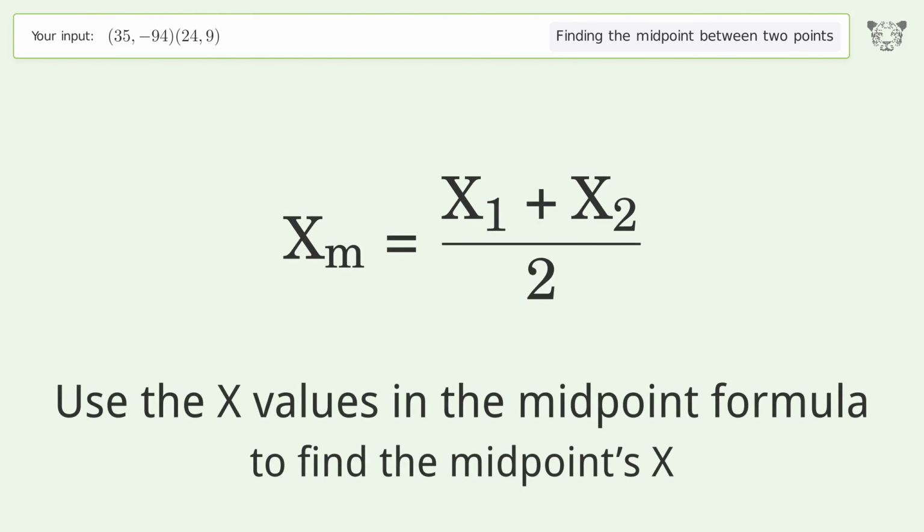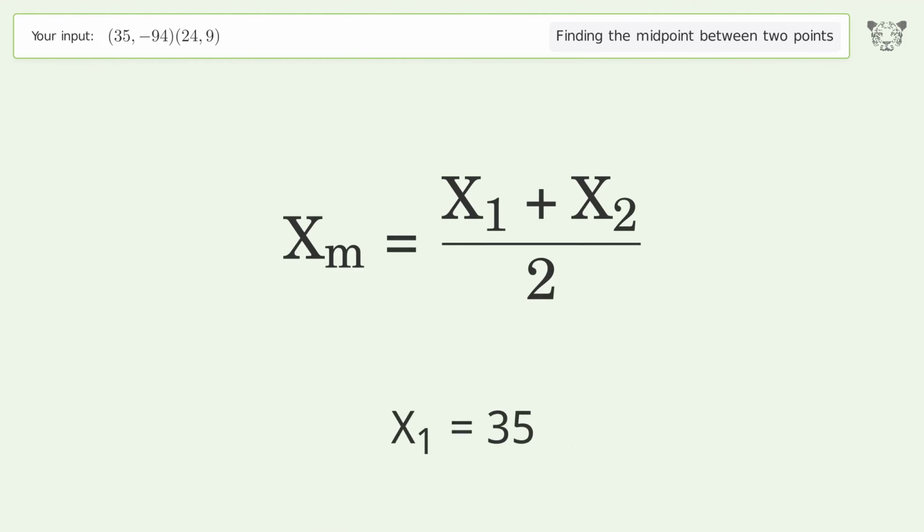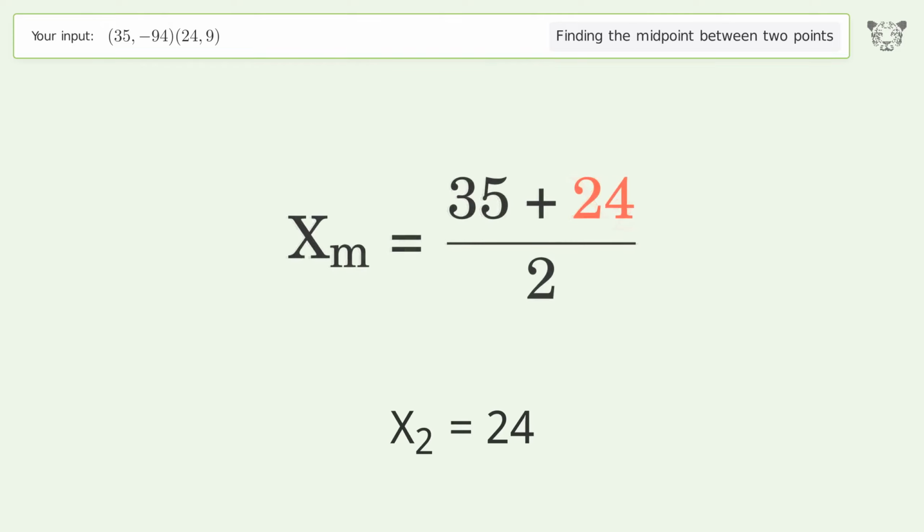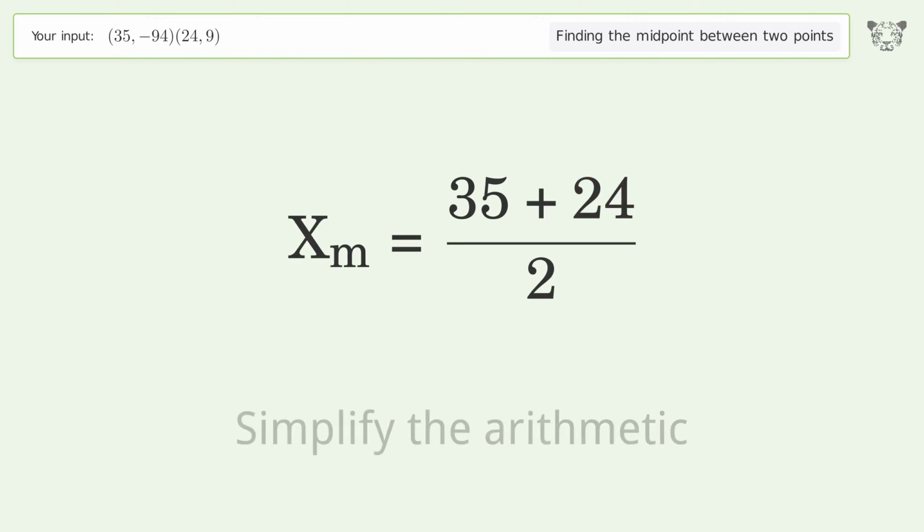Use the x values in the midpoint formula to find the midpoints x. x1 equals 35. x2 equals 24. Simplify the arithmetic.